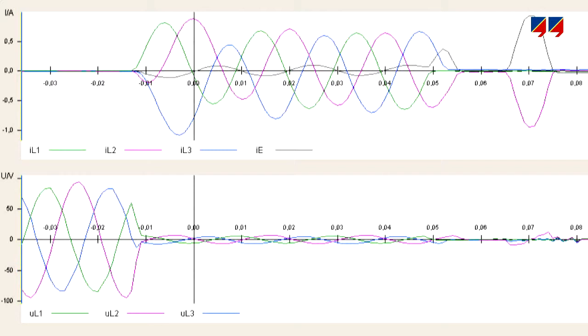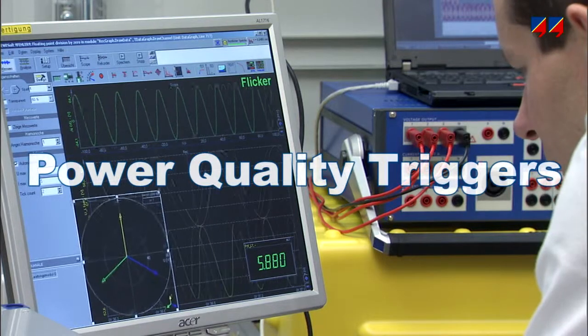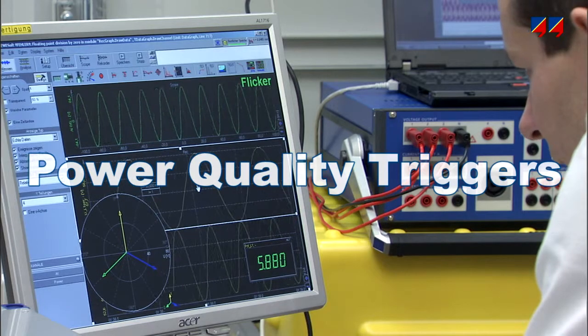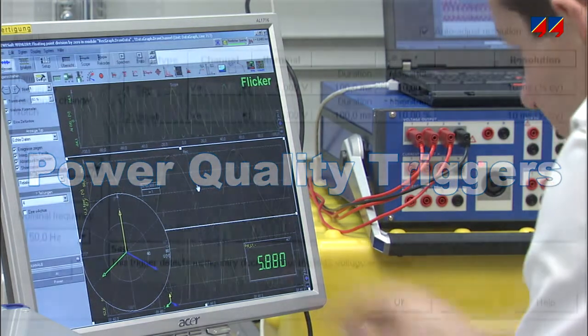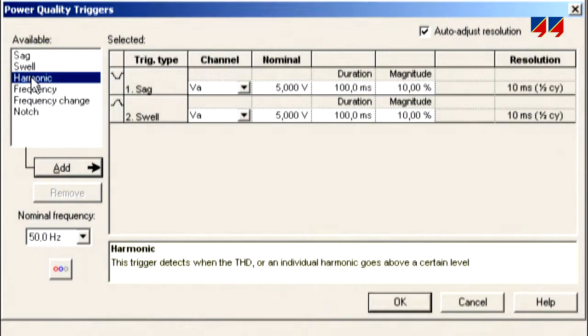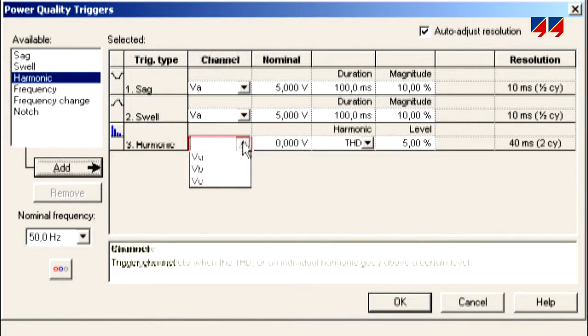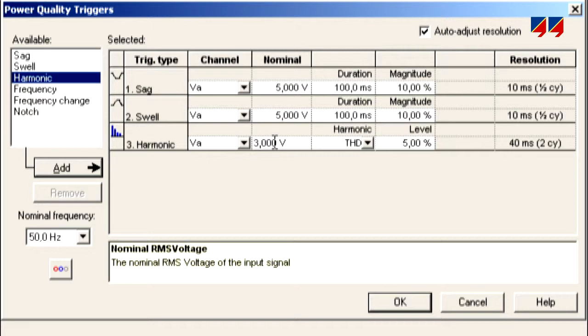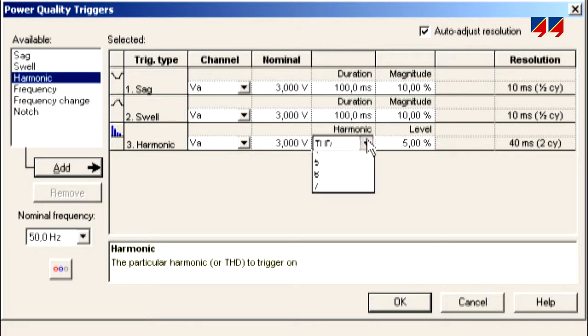system conditions. The CMC recording can be triggered by power quality criteria such as voltage sags and swells, harmonics, frequency or frequency change, or other power quality events. Then the waveform is recorded and can be replayed or used for later analysis.